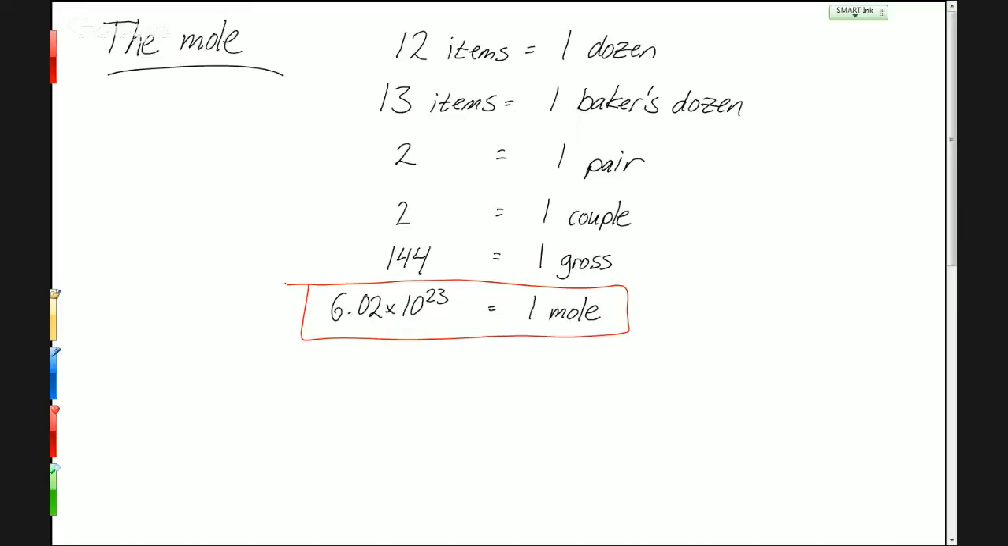So why would we need a number this big? And why would we need a special name for a number that's this big? Anybody know? Obviously, you're not going to get a mole of donuts, that's a lot of donuts. Even a gross of donuts would be kind of gross. Maybe that's where the name comes from.